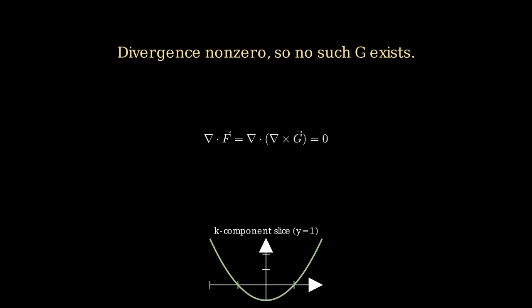Now apply the theorem. If some vector field G existed such that curl of G equals F, then divergence of F would have to equal divergence of curl of G, which is always 0. Since divergence of F is not 0, no such G can exist.